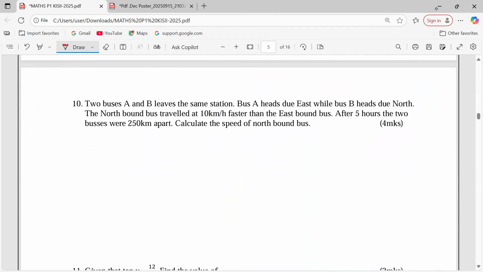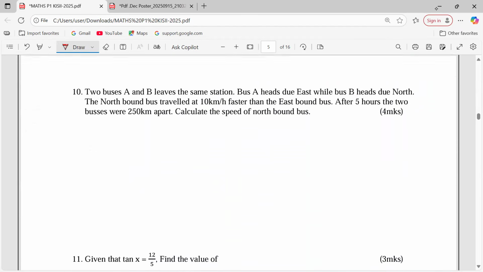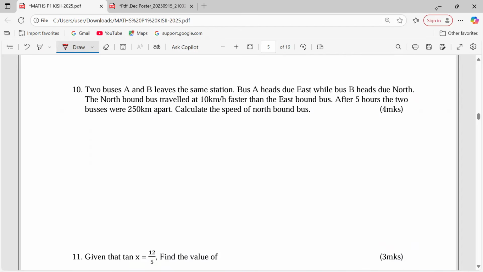Look at number 10, ladies and gentlemen. A very good question here. In number 10, we are told that two buses, A and B, leave the same station. Bus A heads due east, while bus B heads due north. The northbound bus traveled at 10 kilometers per hour faster than the eastbound bus. After 5 hours, the two buses were 250 kilometers apart. Calculate the speed of the northbound bus.